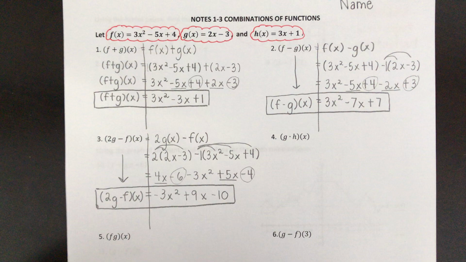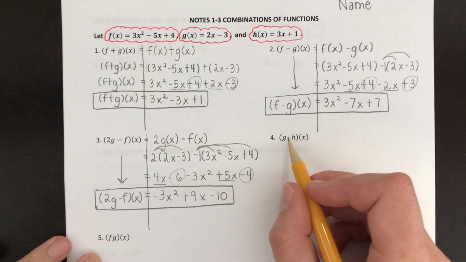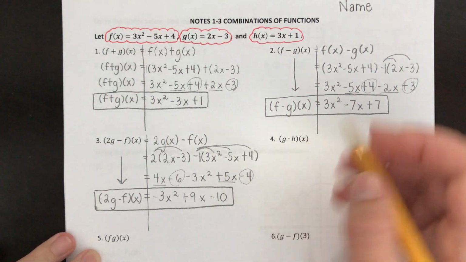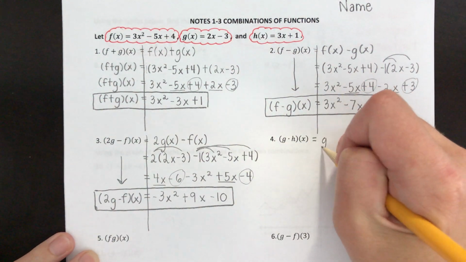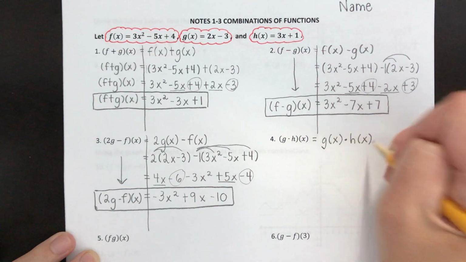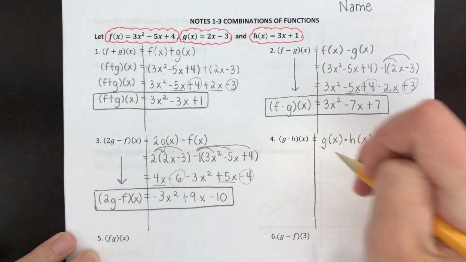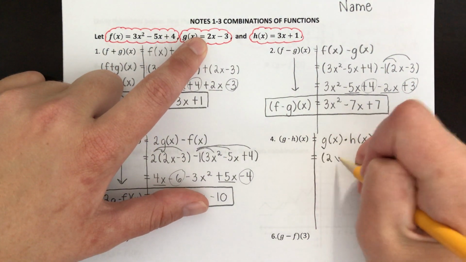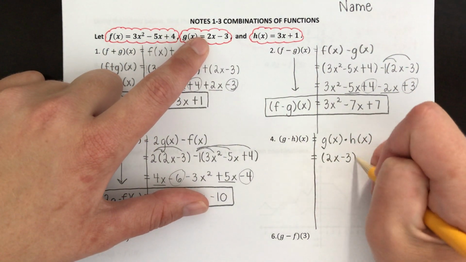Okay, number 4. So number 4 has G, and that dot means times, as I'm sure you know. So G times H of X. So simply G of X times H of X. Now how we write it here will be a little different. I'll explain. So G of X, remember when you plug in, you have the parentheses, is 2x minus 3.